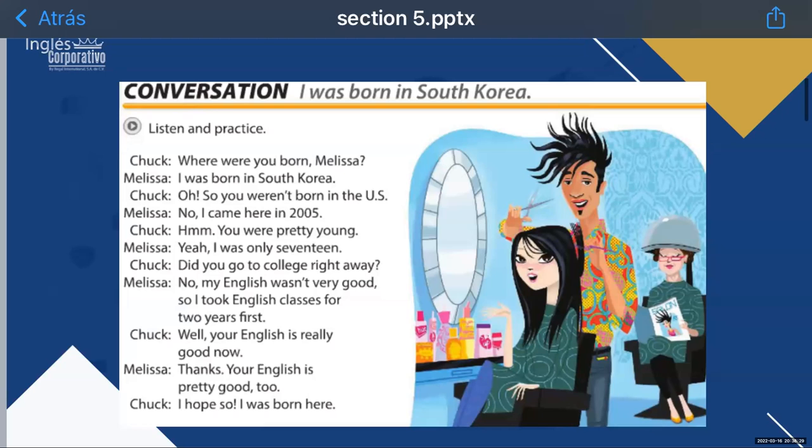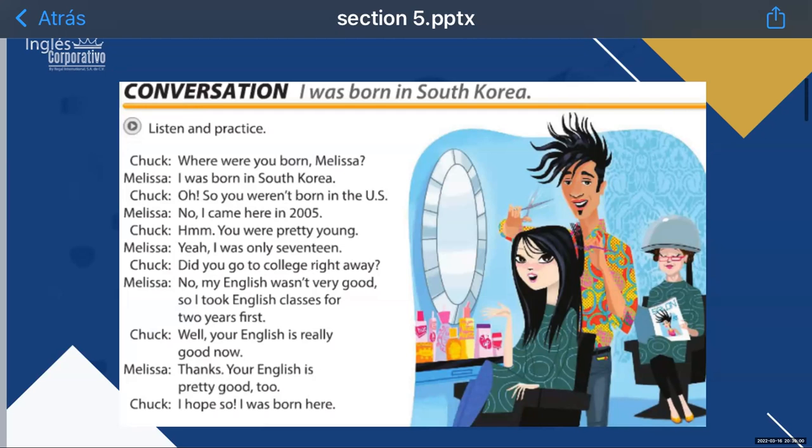One more time. Okay, again. More fluency. I'm Melissa. Where were you born, Melissa? I was born in South Korea. Oh, so you weren't born in the US? No, I came here in 2005. You were pretty young. Yeah, I was only 17.